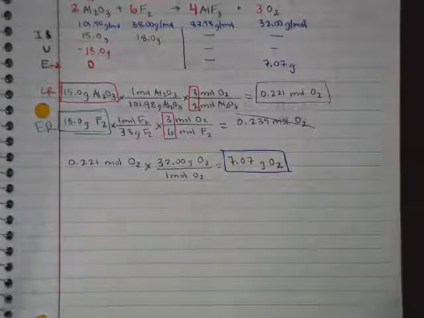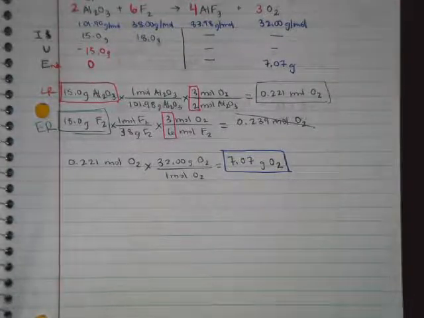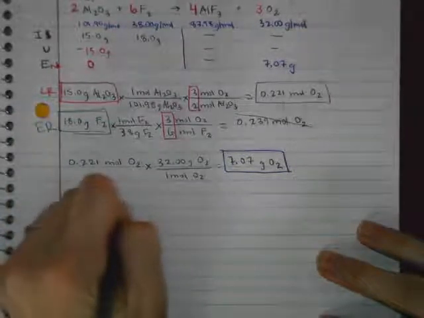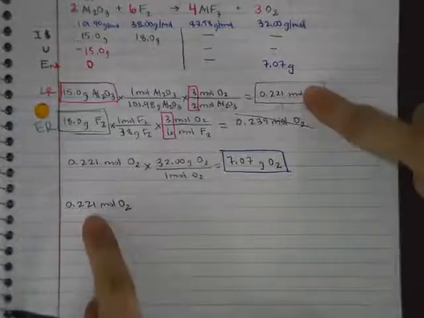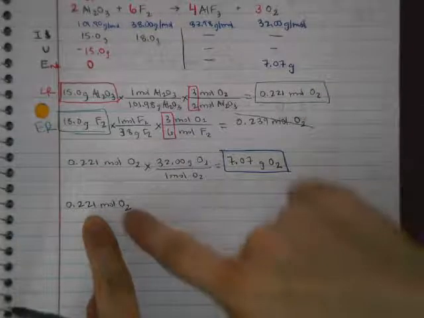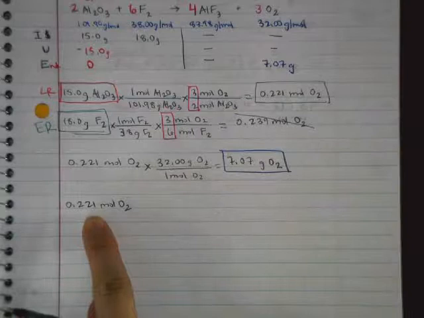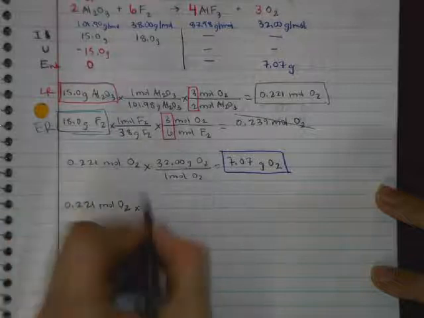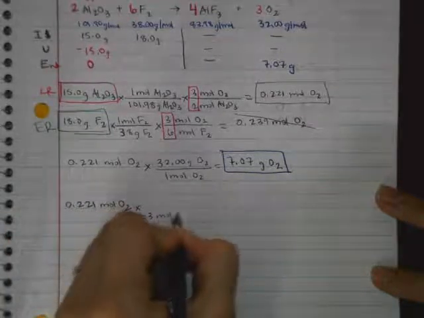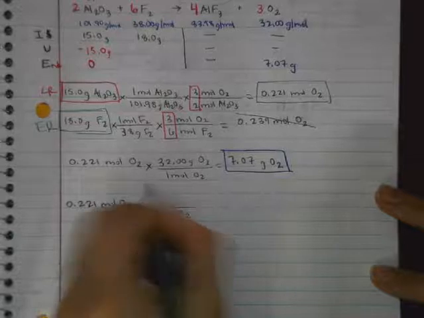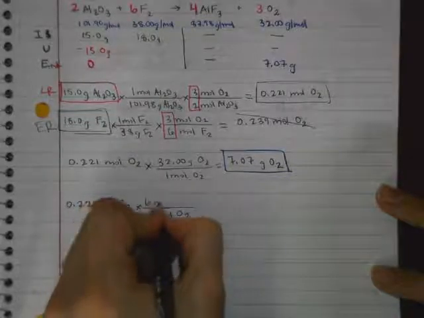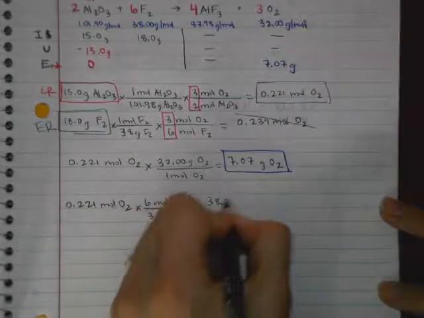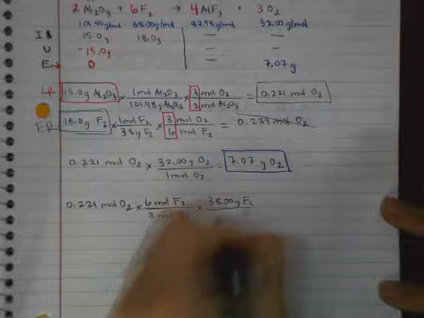Okay, so I was able to make in this reaction 0.221 moles of O2. That is a fact, that is known. I'm going to take this number here and solve for fluorine. So I'm going to go backwards. For every 3 moles of O2 that I produced, that means that I consumed 6 moles of fluorine, and then I'll use its molar mass, which is again 38 grams per mole.